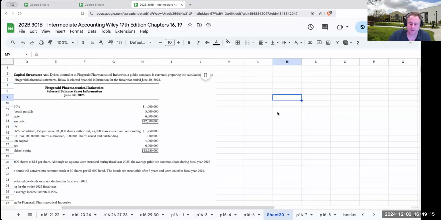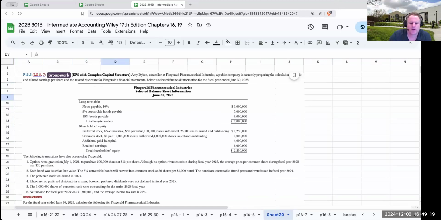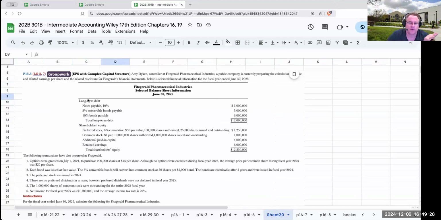In any event, let's go ahead and take a look at the question we have for today. I'm going to make two separate videos on this, but here we have Fitzgerald Pharmaceuticals Corporation, and we've got long-term debt, 8% convertible bonds payable, 10% bonds payable, total long-term debt, and then we have over here our shareholders' equity.